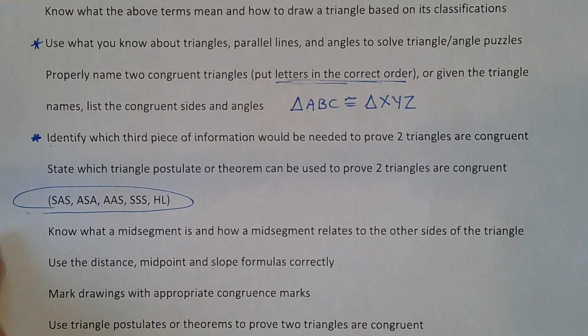You will have drawings. Again, I'm going to come back to this and give you some examples of what I mean. You'll have drawings that you'll need to be able to tell if one of these can be used to prove the triangles are congruent. There will also be proofs on the test. And some of those proofs will use these to prove two triangles are congruent.